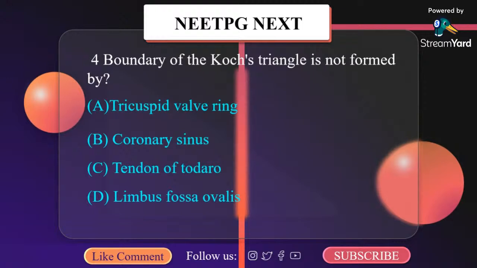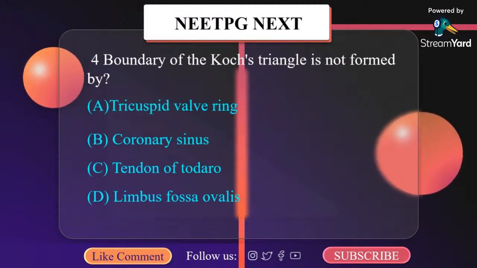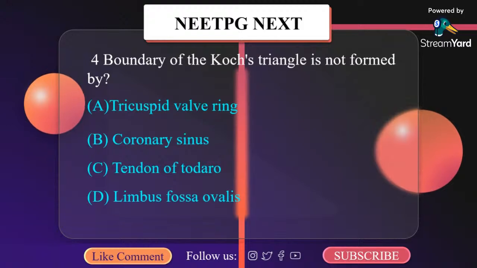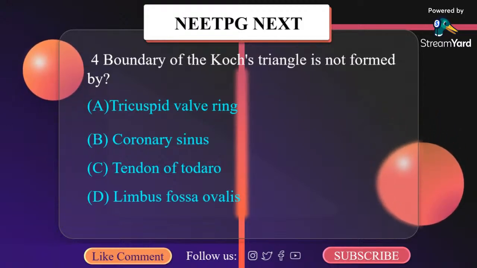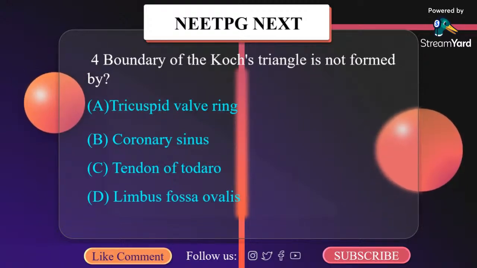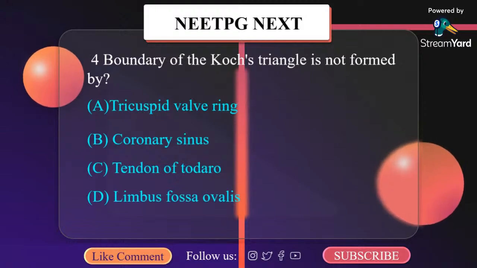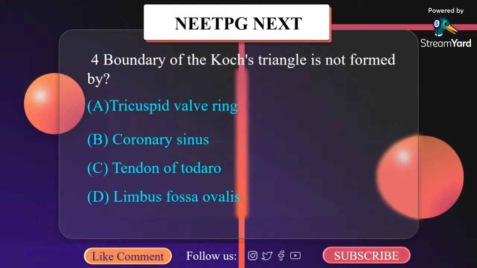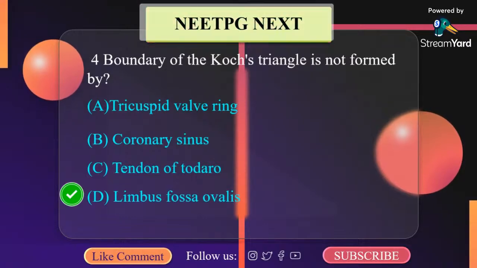The three sides of the triangle are defined by the following structures within the right atrium: the ostium of coronary sinus posteriorly, the anterior portion of tricuspid valve annulus, and the tendon of Todaro posteriorly. Importance: it is used as an anatomical landmark for location of atrioventricular node during electrophysiology procedures such as pacing or ablation. So the correct answer here is limbus fossa ovalis.